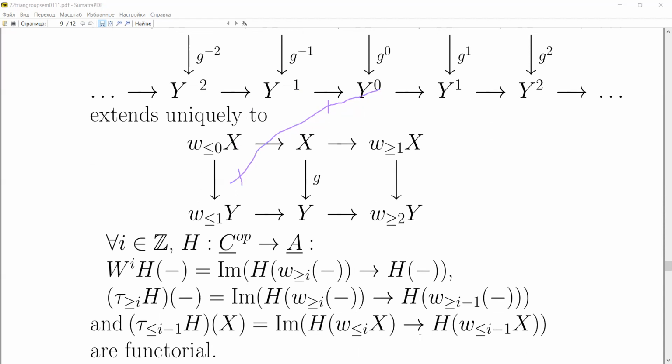And so you can use this. And one of the important cases is when you truncate G this way, and you can use this to obtain this definition. You should truncate G equal to the identity. Then you will obtain these morphisms.